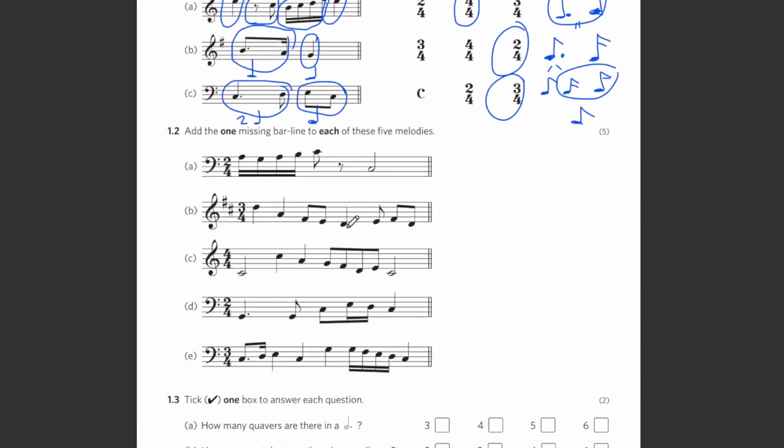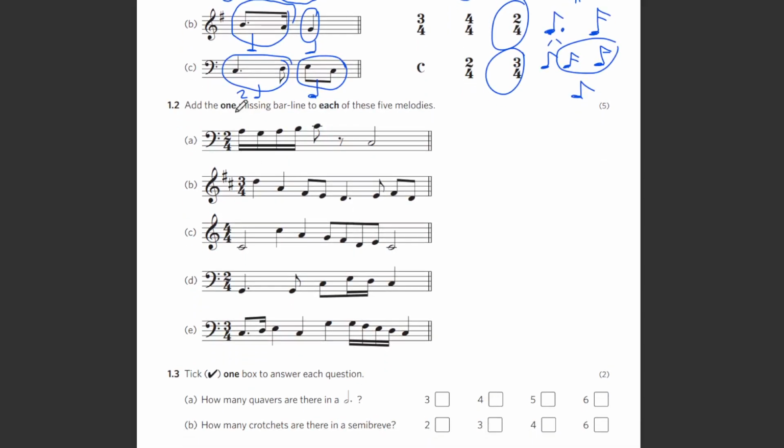Okay, next, let's move on to 1.2. In 1.2, you're asked to add 1 missing bar line to each of these 5 melodies. So this is 2/4 time, in other words, 2 crotchet beats in a bar. So 1 crotchet beat here. 4 semi-quavers equal 1 crotchet beat. 2 quavers make another crotchet beat. So 2 crotchet beats already, put a bar line. 1 minim is 2 crotchets. So correct, you have 2 crotchet beats in a bar here as well.